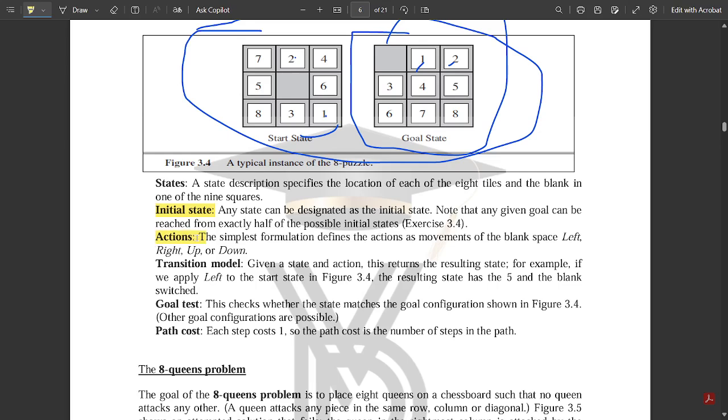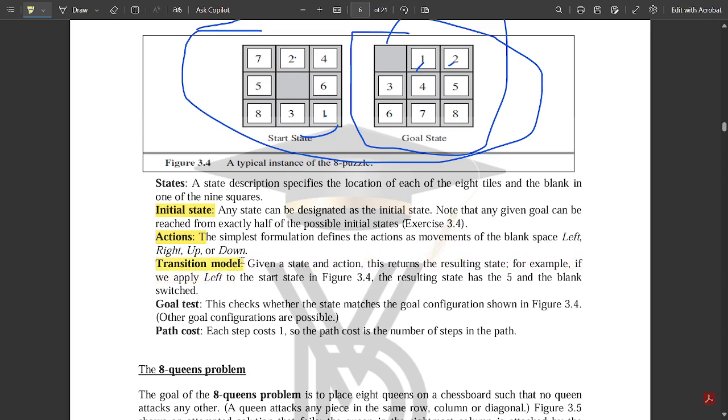In this, what actions can we take? As I've told you, you should be moving these tiles, or these squares. See here, the simplest formulation defines the actions as movements of the blank space left, right, up, or down. Okay, if you want to shift these blank spaces, you can move these squares left side, right side, upwards, or downwards in order to get to our final goal state. Okay, so these are the actions to be taken.